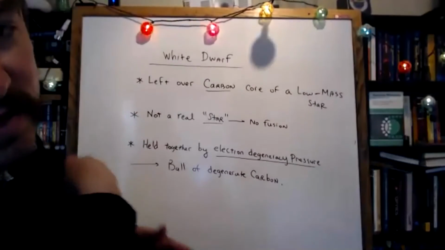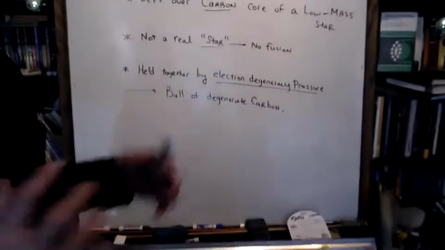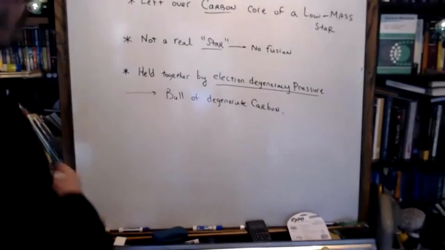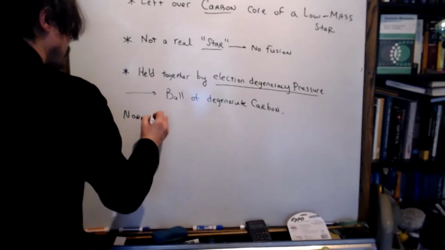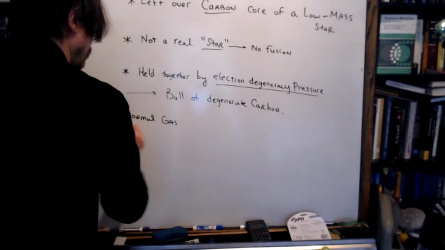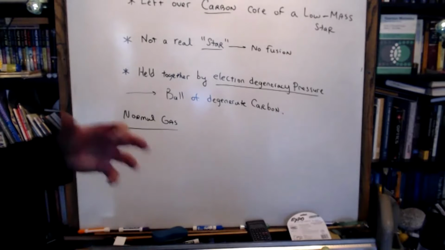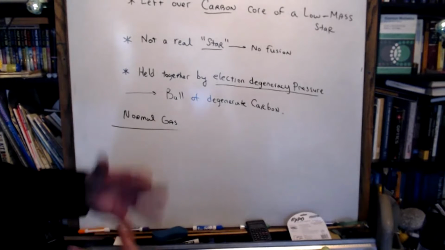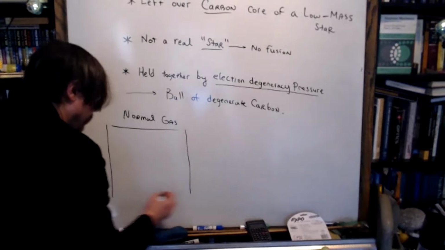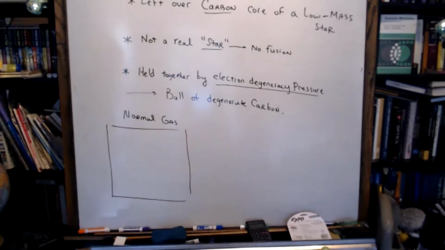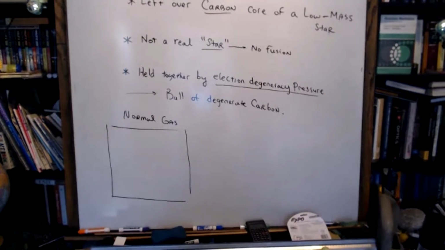A degenerate gas is different from an ideal gas in the packaging of the particles. In a normal gas, there is a large interparticle spacing between the atoms in the gas. So let's draw, in fact, this might be more helpful because you guys can draw the particles. Okay, so let me get my stool.